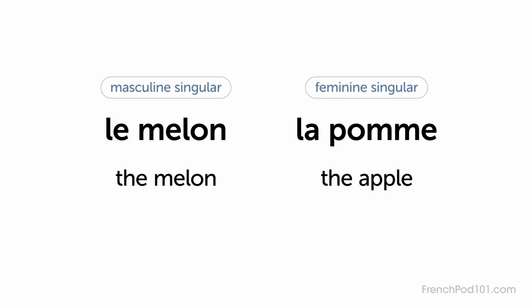When referring to something specific, use the definite article. It's like the in English. For a masculine singular noun, like melon, melon, use le. Le melon. The melon. For a feminine singular noun, like pomme, apple, use la. La pomme. The apple.